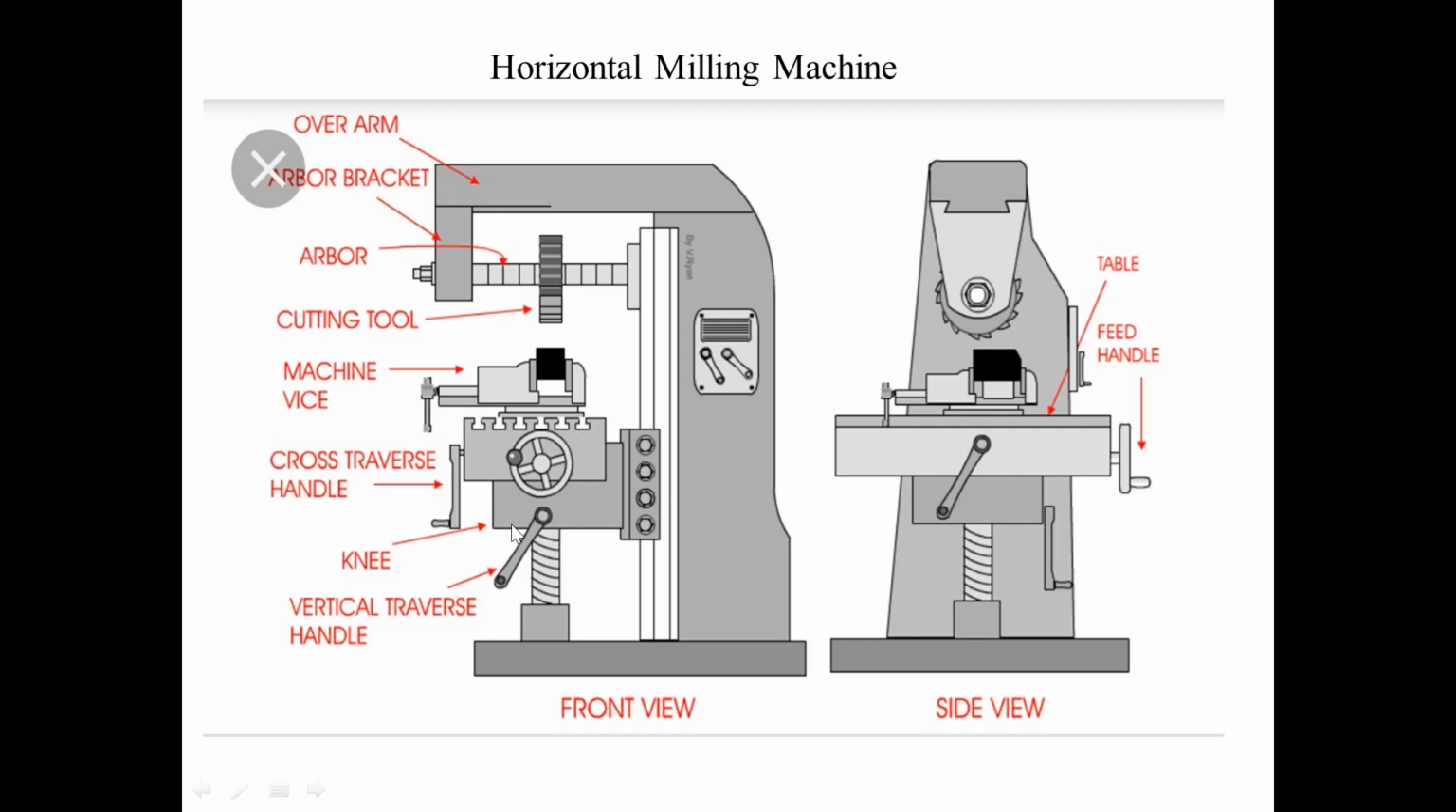Next we have a knee. Knee is nothing but this one. So we have a knee for the support of the workpiece, and we have a vertical traverse handle. As we know, vertical traverse means it is going to move up and down. The work table can be moved to the top, and it can be brought downwards. So that is possible by using this vertical traverse handle. Whenever this workpiece is at this particular point, if you want to bring it near the cutting tool, we are going to use this vertical traverse handle, so that it moves up and is going to cut or remove the material.